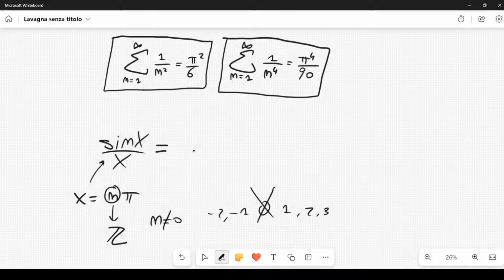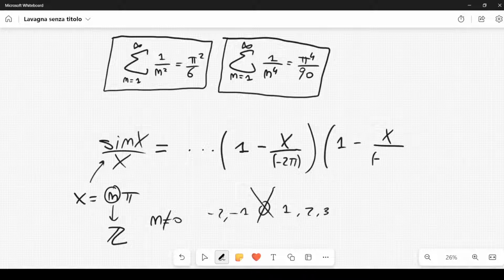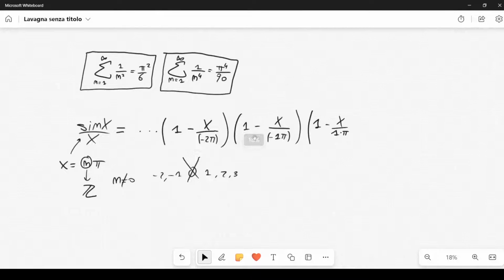be expressed as a product of terms of the following kind. Here I'm putting these dots, and let me tell you what I mean by this. Here I have a term of this kind, 1 minus x divided by minus 2 pi, and here I have 1 minus x divided by minus 1 times pi. Then I have 1 minus x divided by 1 times pi, and then 1 minus x divided by 2 pi, and so on.